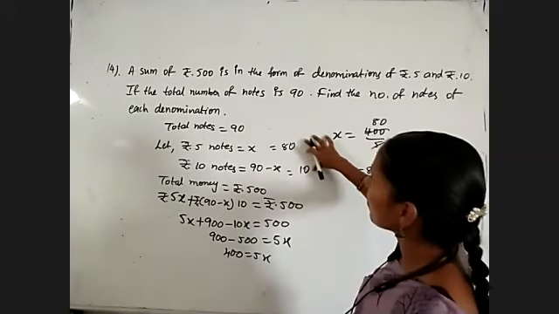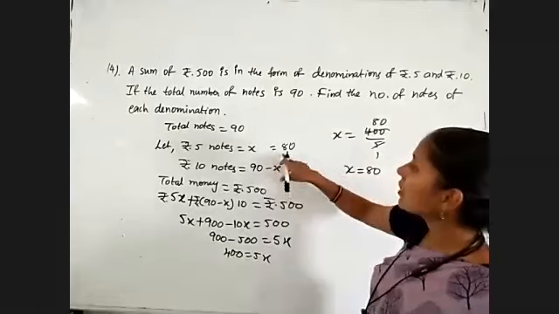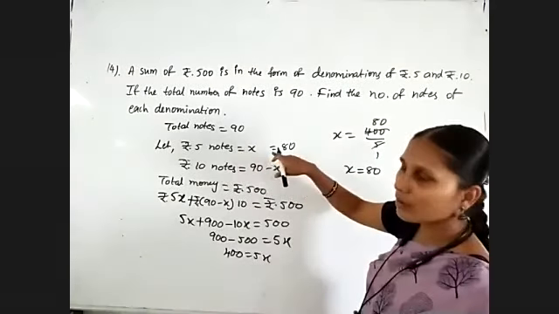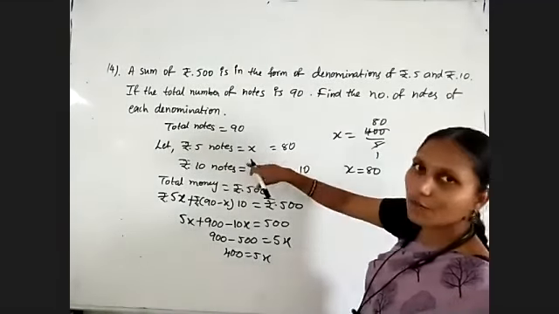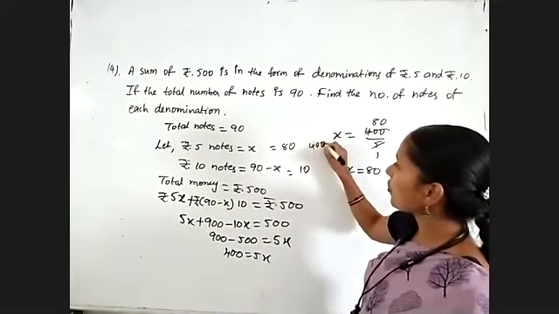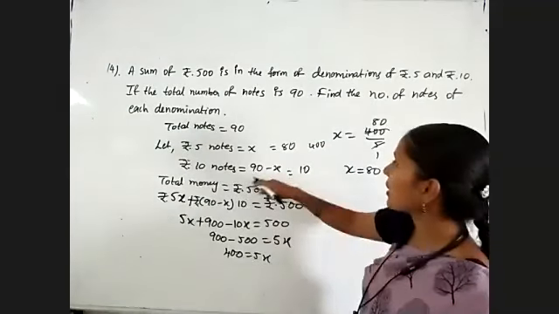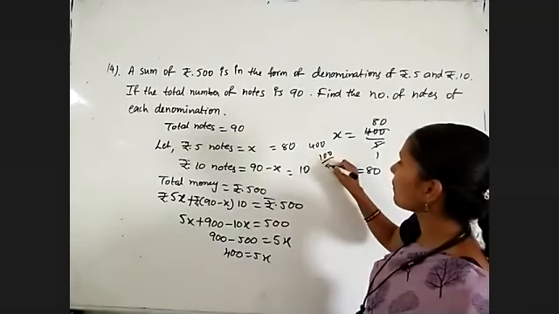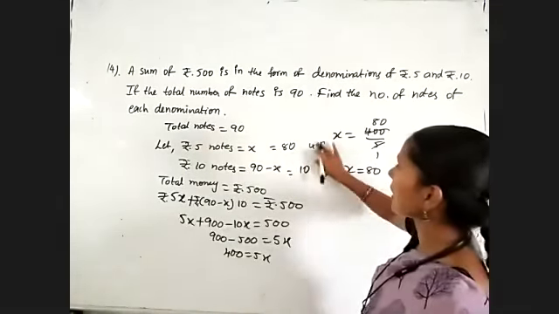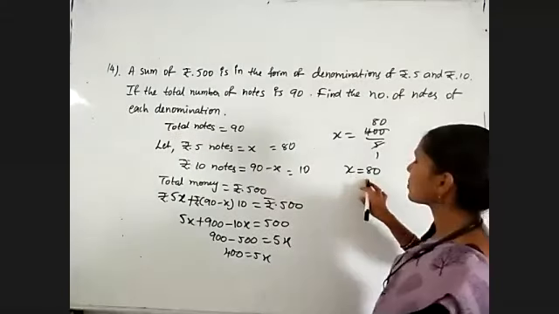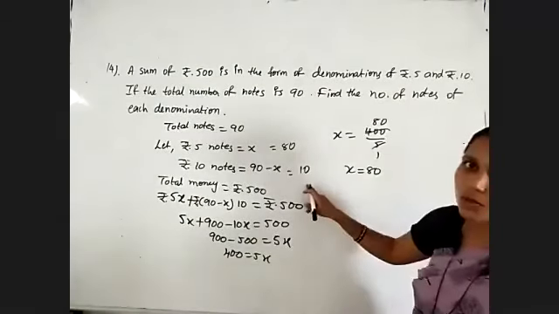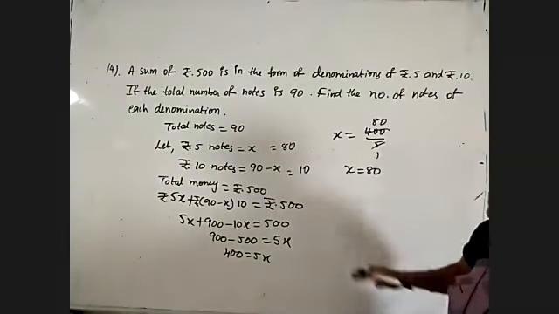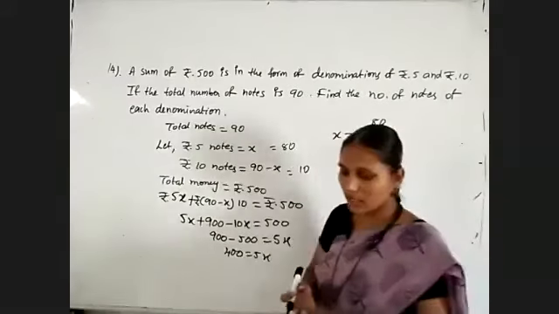Okay, total notes are 90. Just observe, 8 5s are 40, so 80 into 5 is equal to 400. This amount is 400, and 10 into 10 is 100. The total amount will be 500. So whatever answer we got is correct. Number of 5 rupee notes is 80, number of 10 rupee notes is 10. So like this we need to simplify whenever such notes problems are given.